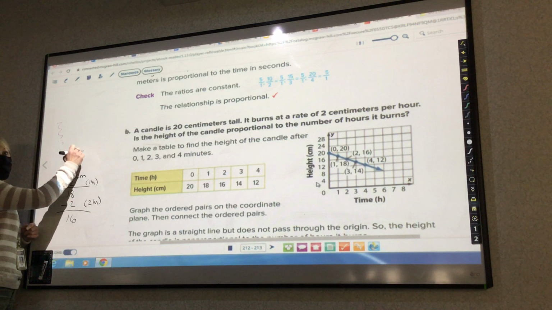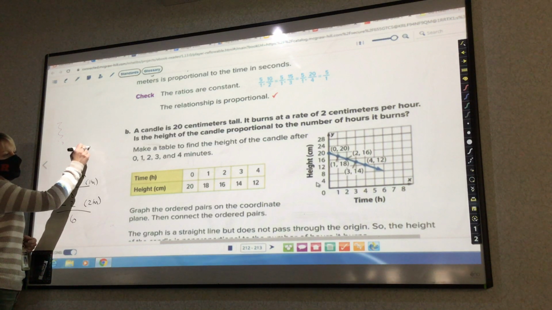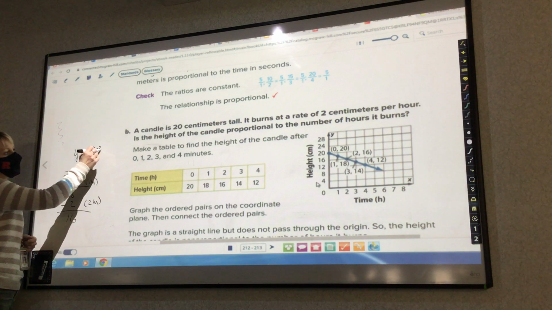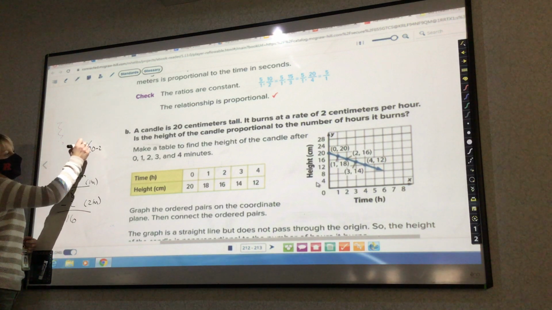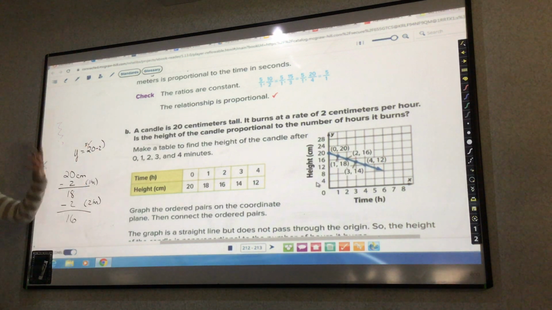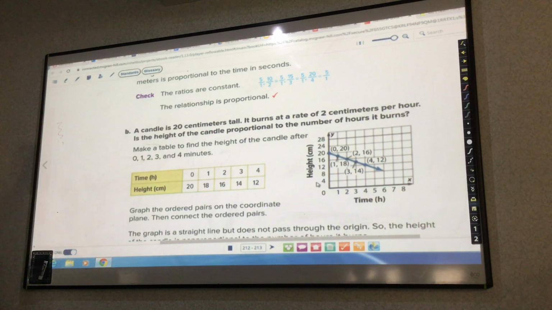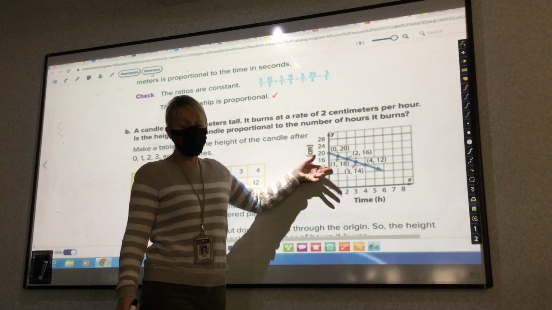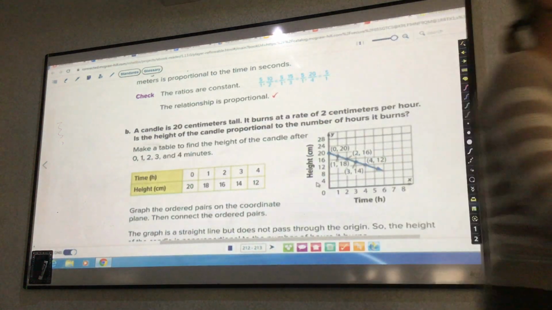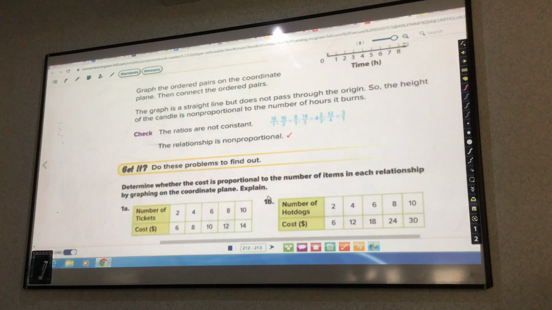Do you see what I started with? I started with y equals, how could I do that? Well, it really would be y equals 20 minus 2. So it's really my x minus 2. Whatever my x is minus 2. So it doesn't work out. And then when we graphed it, does it go through the origin? It is a straight line, but if it doesn't go through the origin, it is not going to be proportional. And the ratios are not constant.